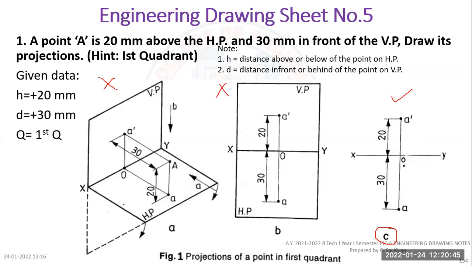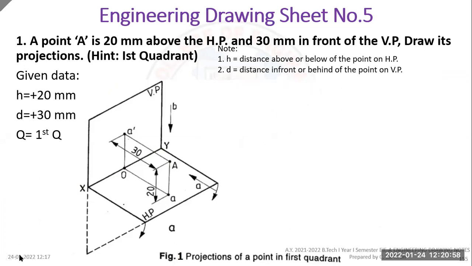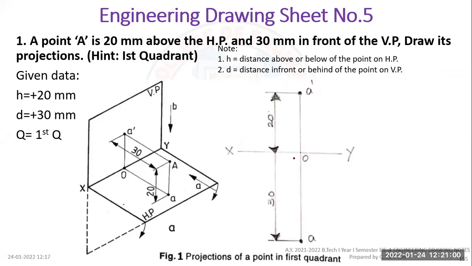Draw the XY line. Mark the center O. The H distance is A dash. The D distance is small letter A. 30 and 20, you have to draw. Any doubt, you can unmute and ask. This is what your seniors have drawn: the XY line, height A dash, and below it A. This is a short answer question, and it might be asked for 2 marks.